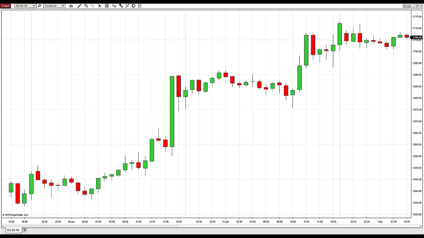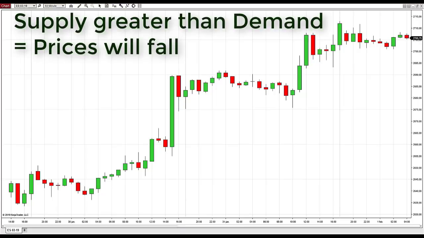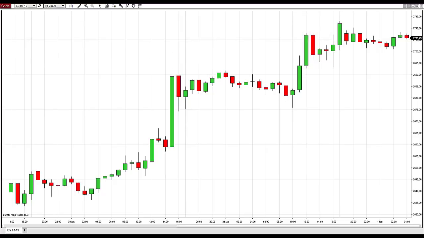Of course, this is simplified. There will always be some buying and selling going on, regardless if we are at support or resistance, but the idea is that the amount of buying will be much less than the supply when we are at resistance levels. And we know from a previous video in this series that when supply is greater than demand, the prices will fall.